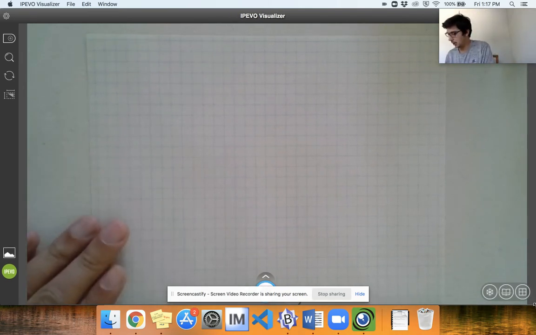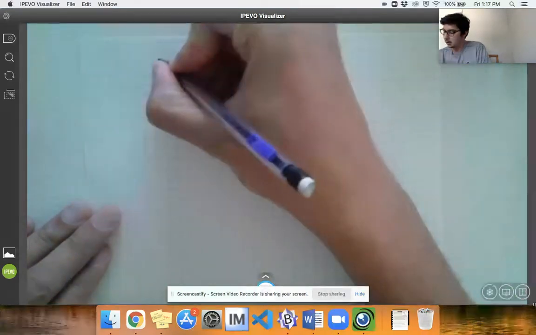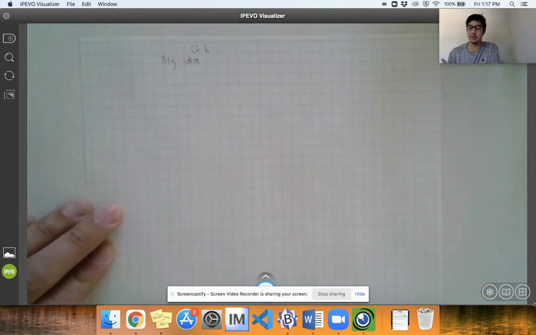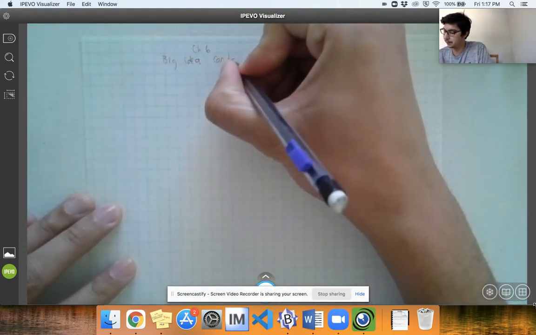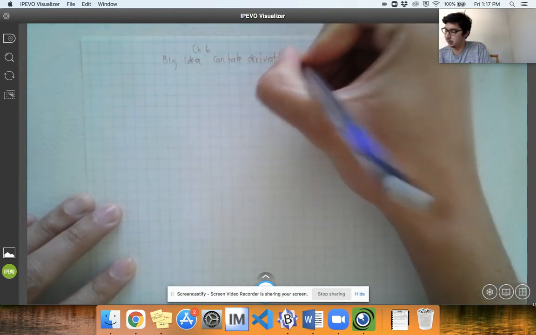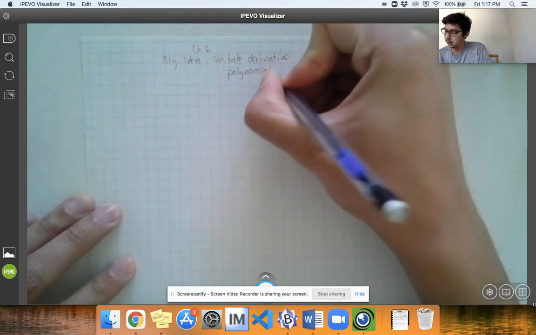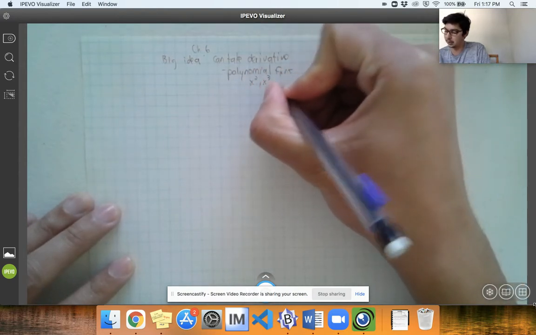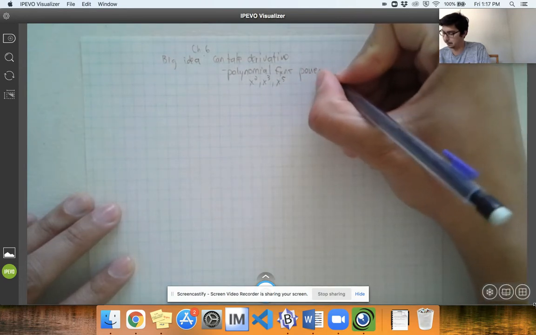And now, chapter 6, the big idea of chapter 6 is we know how to take the derivatives of a lot of functions. We can take the derivative, and we know how to do, say, polynomial functions, such as x squared, x to the third, x to the fifth, because of the power rule, right?